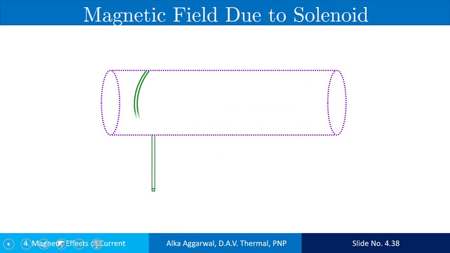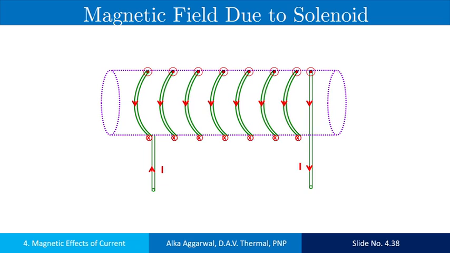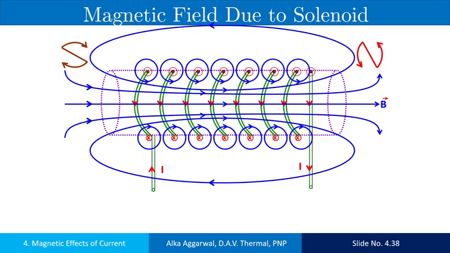Now, here the wire is wound over an insulator. Current I is flowing through the solenoid. And this is the representation of the magnetic field due to the solenoid. Inside the solenoid, the magnetic lines are very close to one another. It means the field is strong inside the solenoid, and it is almost considered uniform. Outside the solenoid, the field lines are very few. So we consider that the magnetic field outside the solenoid is 0.